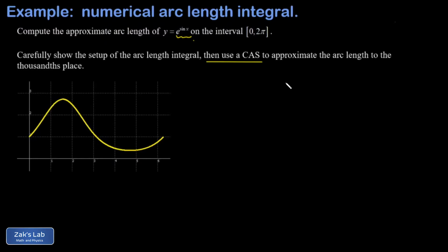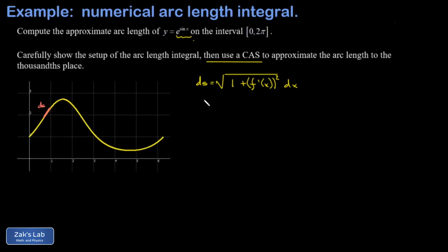a numerical integration. The idea with arc length integrals is that we break the arc length into tiny little sections, and we call those a ds. I derived this in another video, and I'll post a link to it. It turns out that ds is given by the square root of 1 plus the square of the derivative of the function, multiplied by dx.